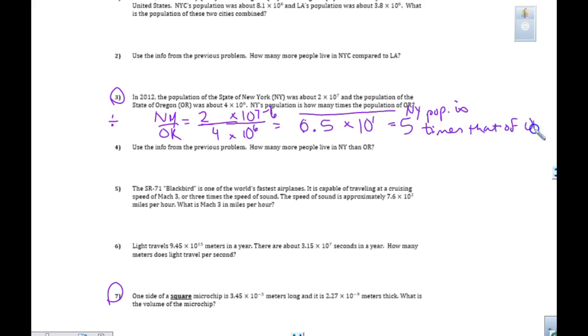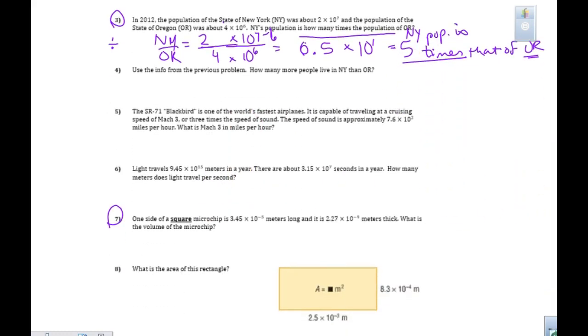of Oregon. So when you are looking at those, you want to write a sentence answering the question. Number 3 was wrong in the back. It was supposed to be 5, not 4. So if you got 5, you were right on when you did that.